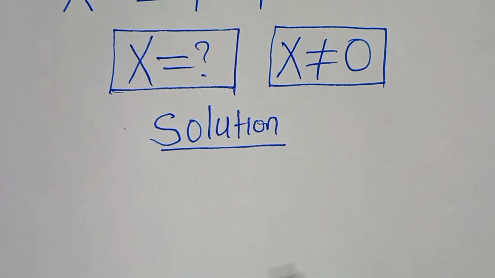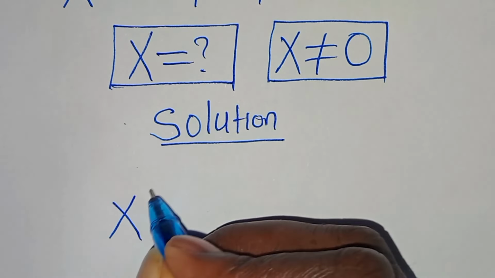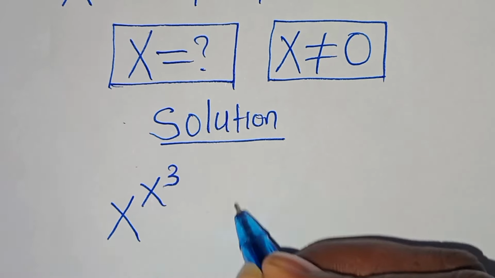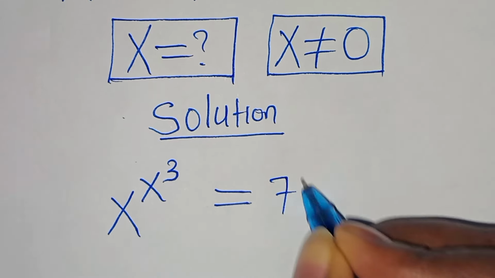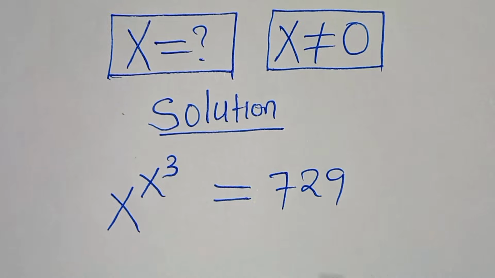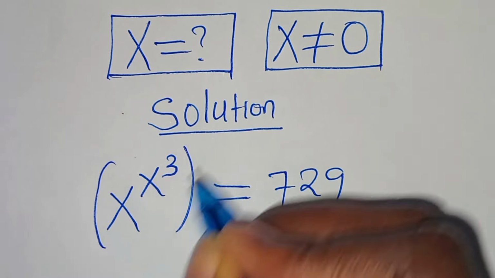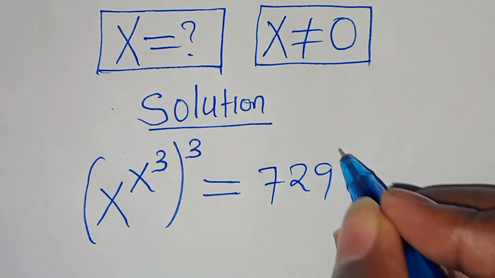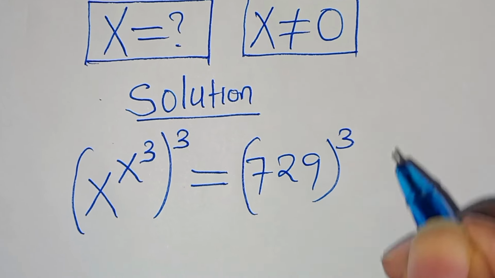Now, we have that x to the power of x to the power of 3 is equal to 729. So the first thing to do here, let's cube on both sides. Let's raise to the power of 3 on both sides.